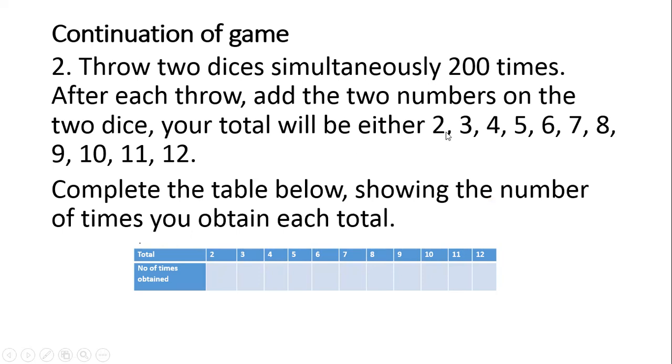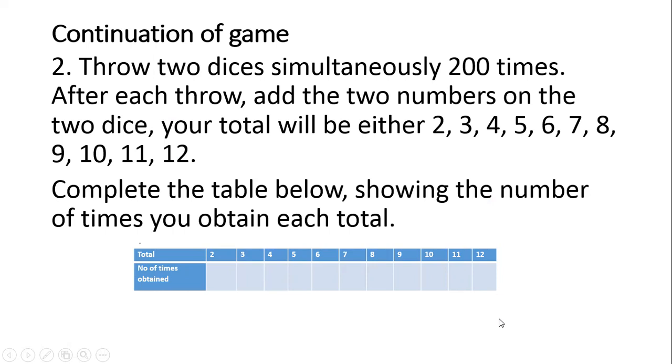That's 1 and 1, 3 is 2 and 1, 4 is 2 and 2, 5 is 2 and 3, 6 is 3 and 3, 7 is 3 and 4, 8 is 4 and 4, 9 is 5 and 4, 10 is 5 and 5, 11 is 5 and 6, and 12 is 6 and 6. So you see the number of times you have each of these numbers, then you have your tally, and then you make your table. Copy the table below, showing the number of times you obtain each total.